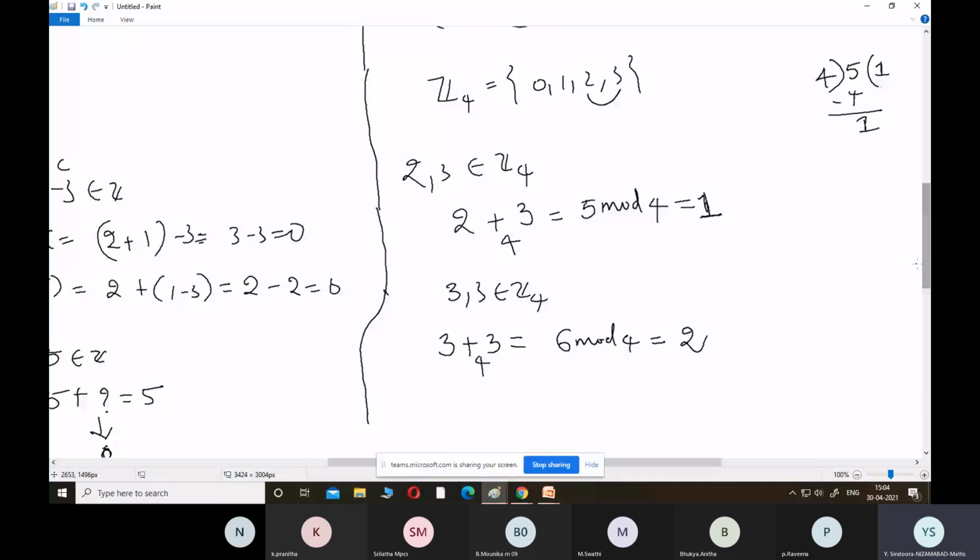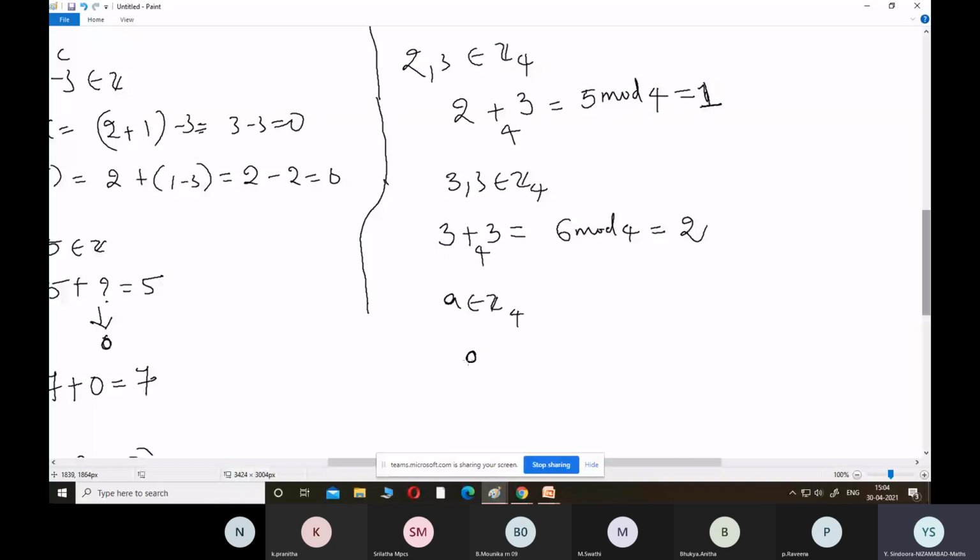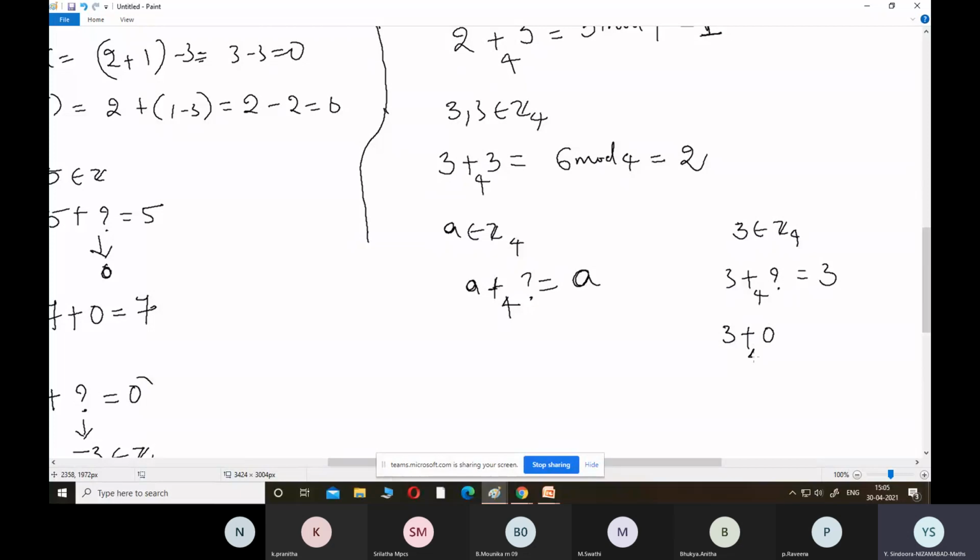Now tell me what is identity. For example, if I take any element A belonging to Z4, A added with what and taken modulo 4 will give A for us? If I take 3 belonging to Z4, 3 added with what and taken modulo 4, I'll get 3 itself. It is 0, very good. Because 3 added with 0, taken modulo 4: 3 plus 0 is 3, and 3 modulo 4 is 3 itself.